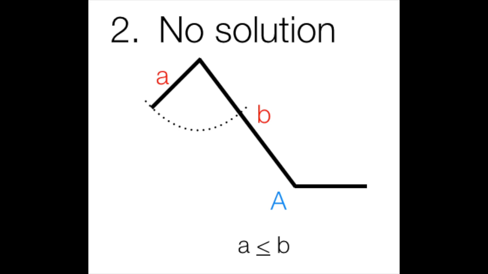Possibility number 2 also has no solution. This is due to the fact that angle A is obtuse and that a is less than or equal to b. Because the angle is obtuse, side a is too far away from side c to ever intersect with it. As a result, side a will just keep rotating around its axis without ever intersecting with any other side, forming no triangle at all. Thus, there is no solution.